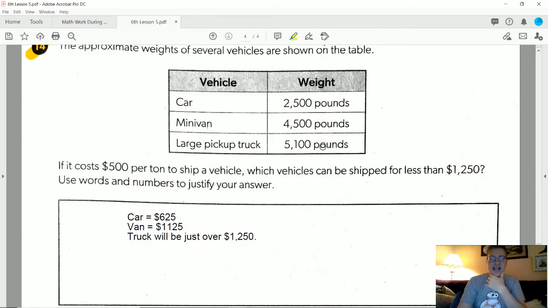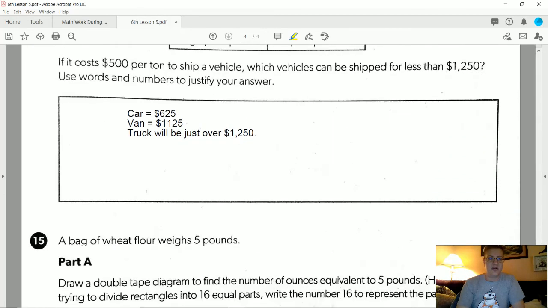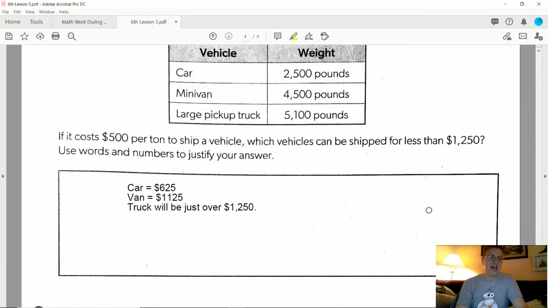And if I had exactly 5,000 pounds, that would be 2.5 tons. And that would give us 500 plus 500 plus 250, which is the exact amount, 1,250. So I'm 100 pounds over, so I would be just slightly above 1,250 for that one. But we didn't ask to get an exact answer for that.